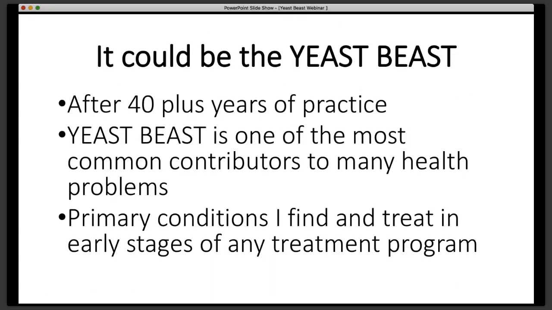Now, after 40 years plus of practice, the yeast beast is one of the most common contributors to many health problems that I have found. It is very common, and it is also one of those hidden problems that's often overlooked. It's one of the primary conditions that I find and treat in the early stages of any treatment program. And I can say that the results that I get by doing so are quite satisfactory, to say the least.